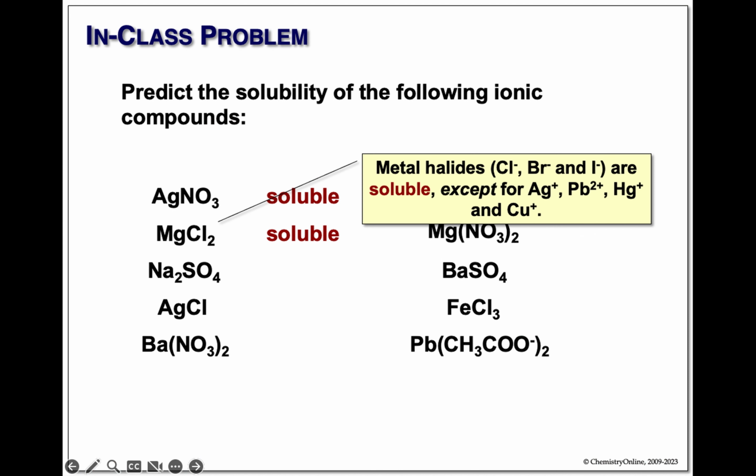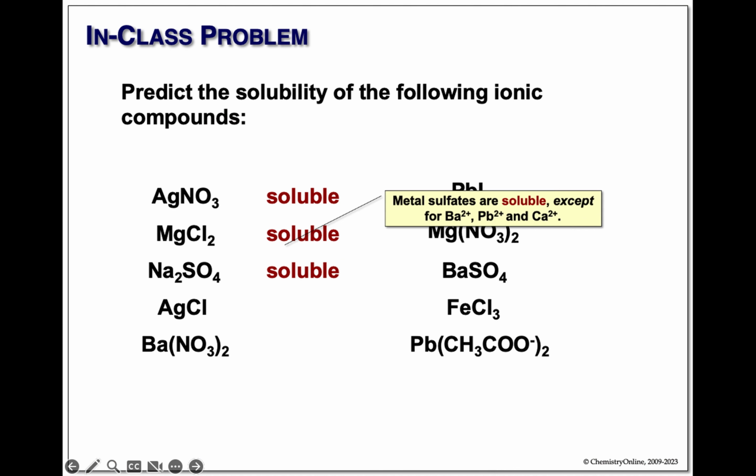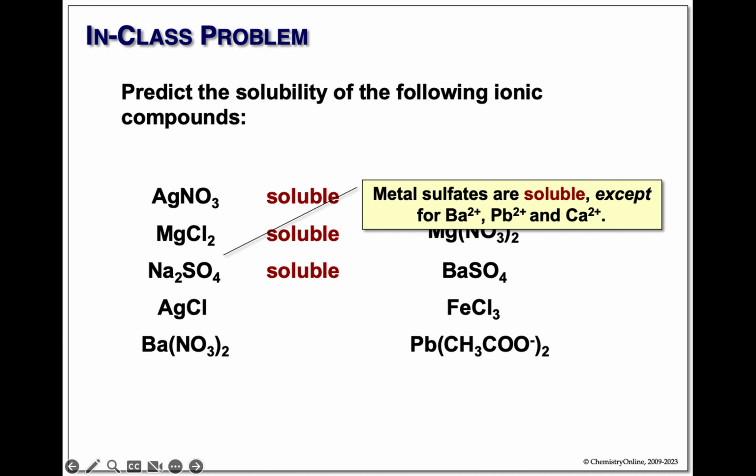This guy, sodium sulfate. We know that there's a problem with sulfates, right? Some metal sulfates are not soluble, but this guy has a sodium in it, doesn't it? Rule 1, going to be soluble. Again, the sulfates that are not are barium, lead, and calcium.